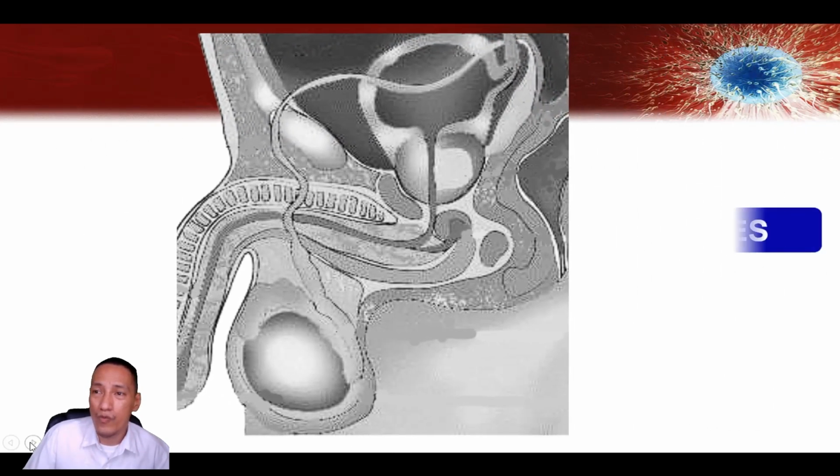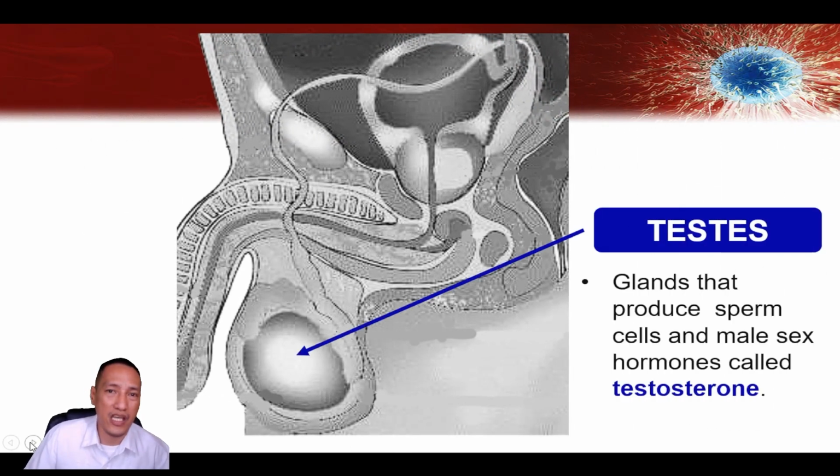And now, we go to the testes, which is one of the most important parts of the male reproductive system. The testes, sa Tagalog, walang mali siya, ito yung tinatawag nating itlog. Itlog ng lalaki. But basically, it is called testes. The testes is the gland that produces sperm cells. Number 1 yon. Ito ang nagpo-produce ng sperm cells.